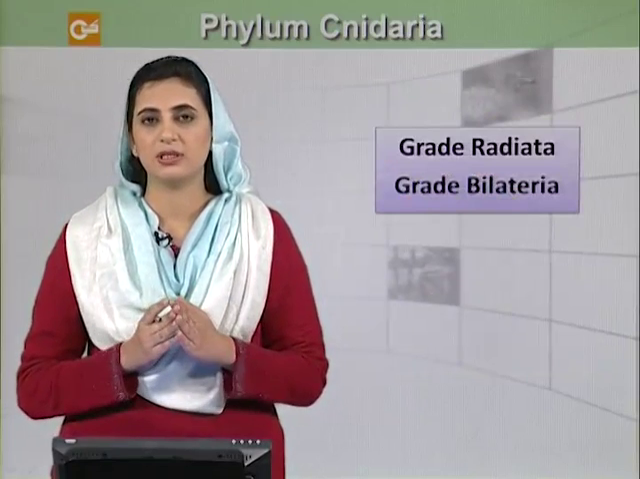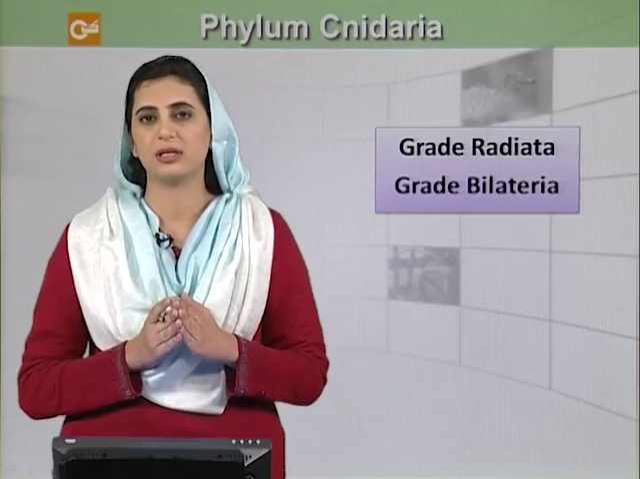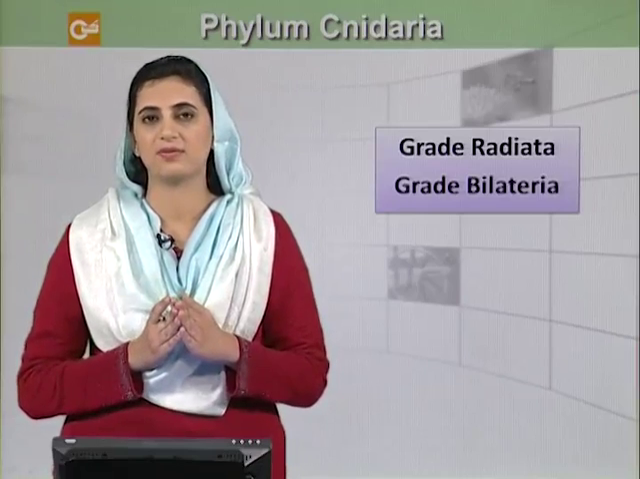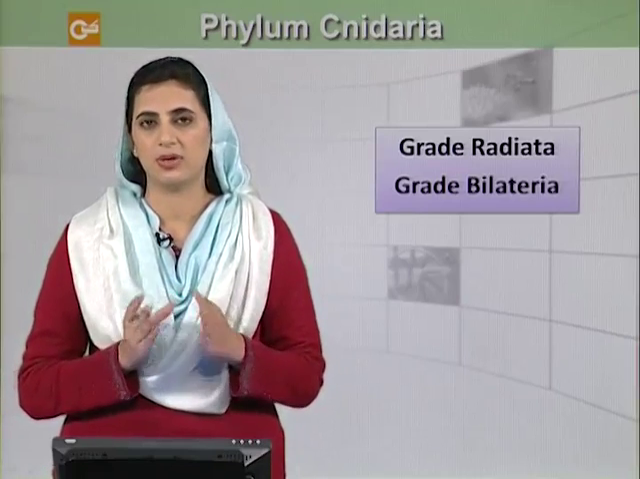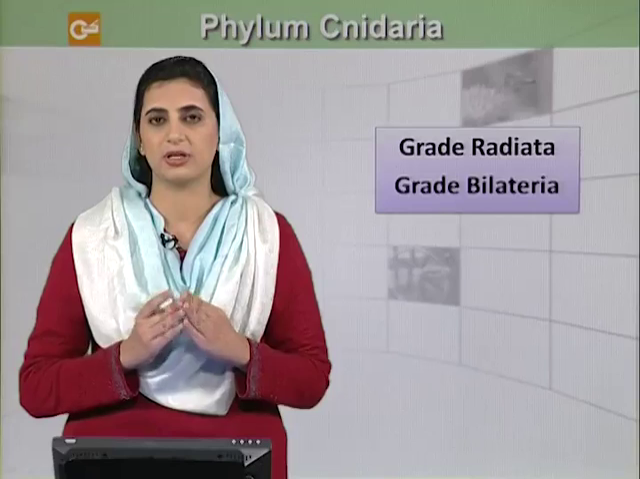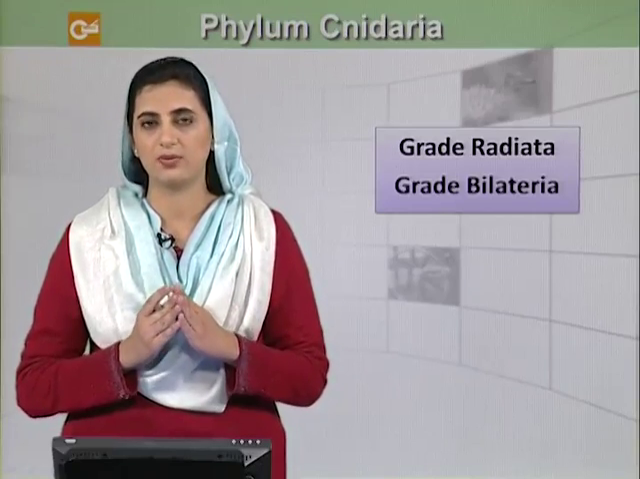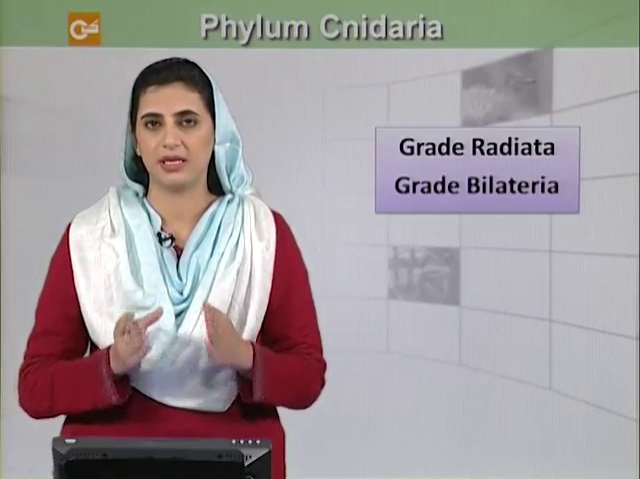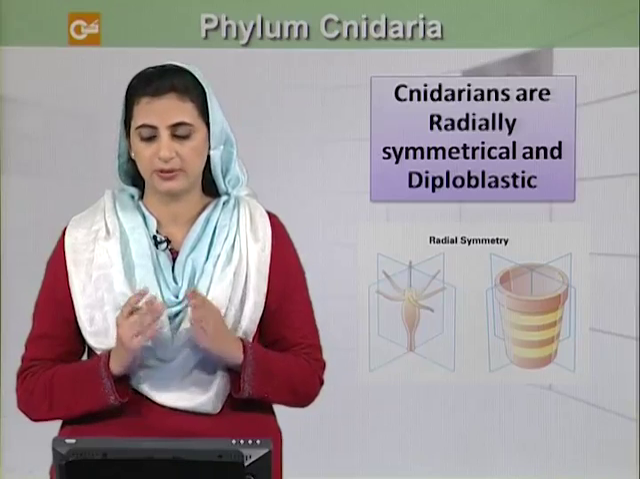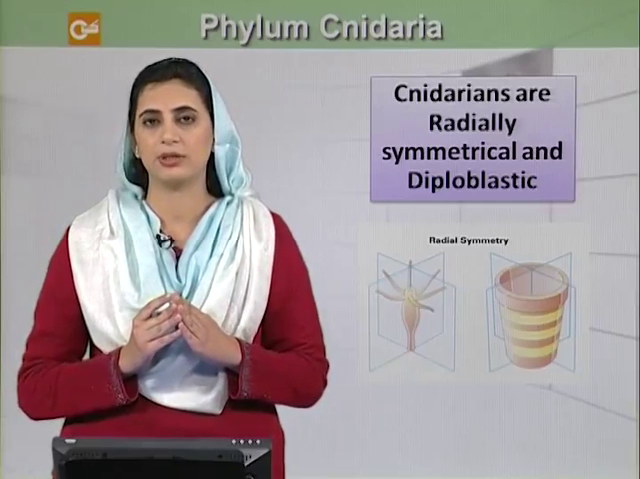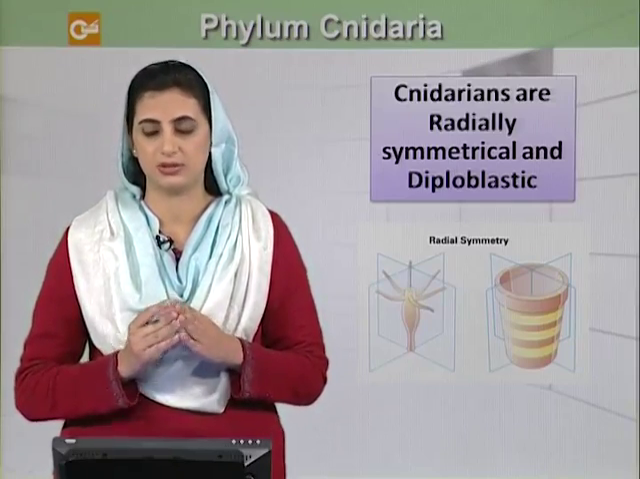In addition, eumetazoans have also developed proper symmetry, and due to this fact they have been subdivided into two groups. Number one is grade Radiata, which includes organisms with radial symmetry, while number two is grade Bilateria, which includes organisms with bilateral symmetry. So these cnidarians are radially symmetrical, and they are included in grade Radiata, and they are diploblastic in organization.